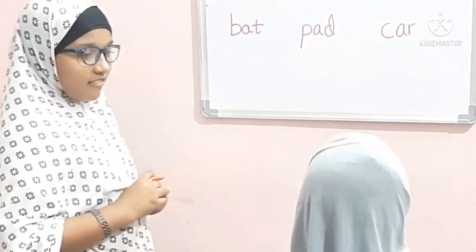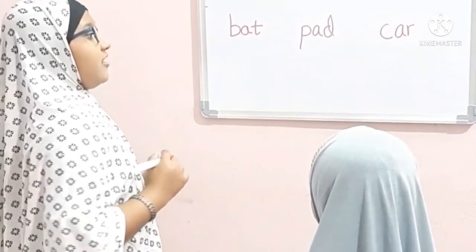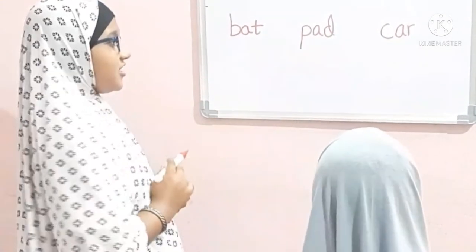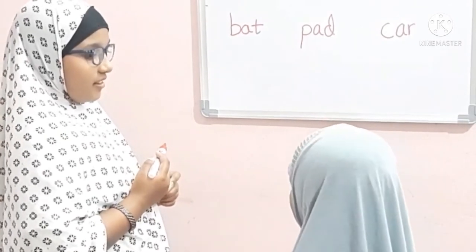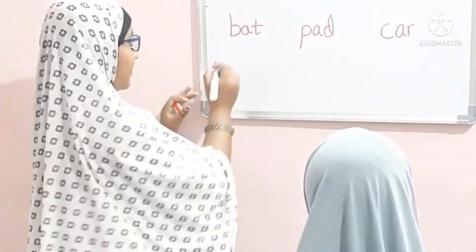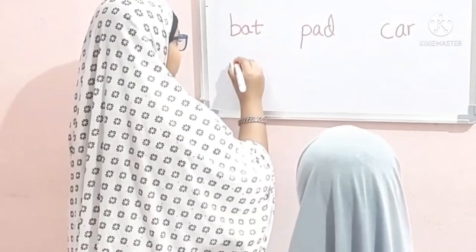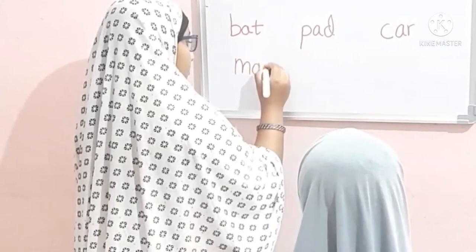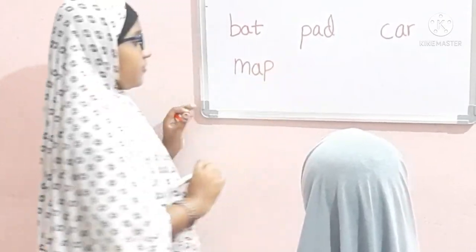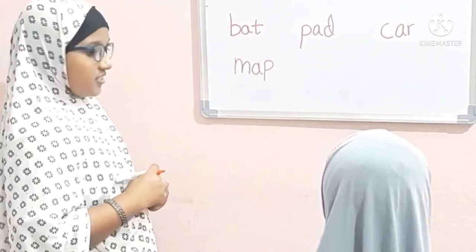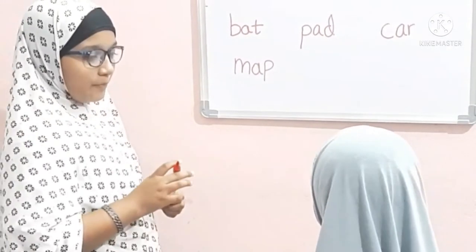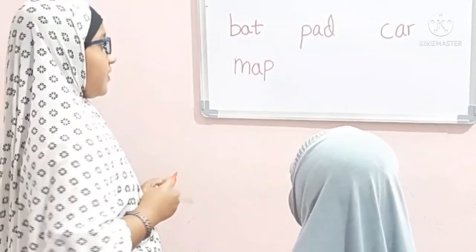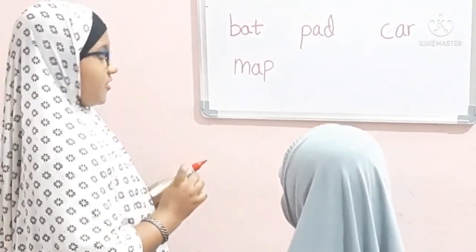What is this, Aliza? C-A-R. What is the sound of C? C. And what is the cluster? AR. Car. M-A-P. What is the sound of M? M. And what is the cluster? AP, app. M app. Map. Very good.